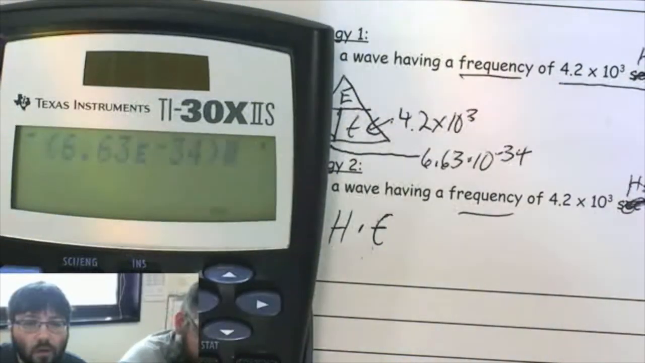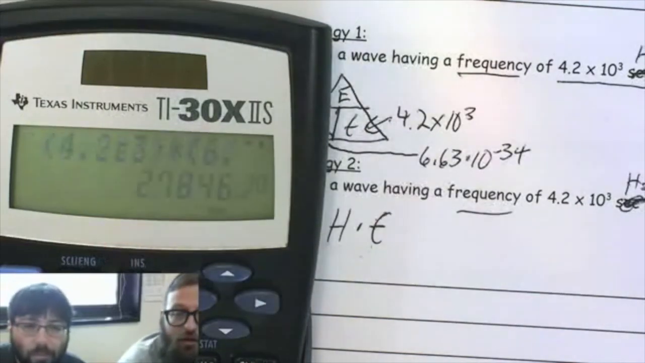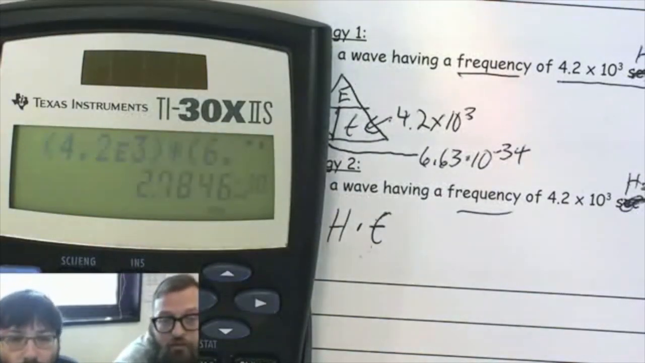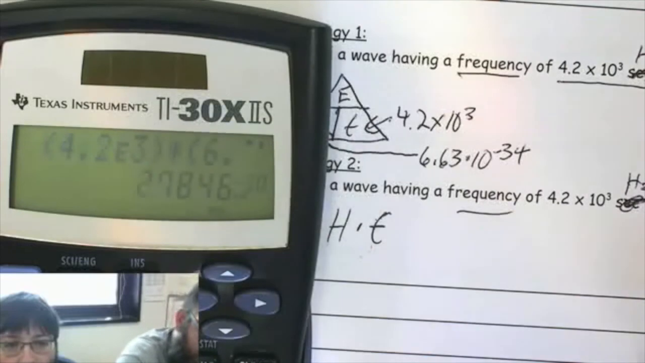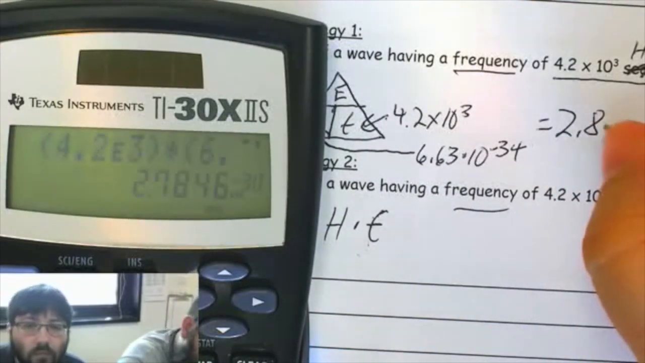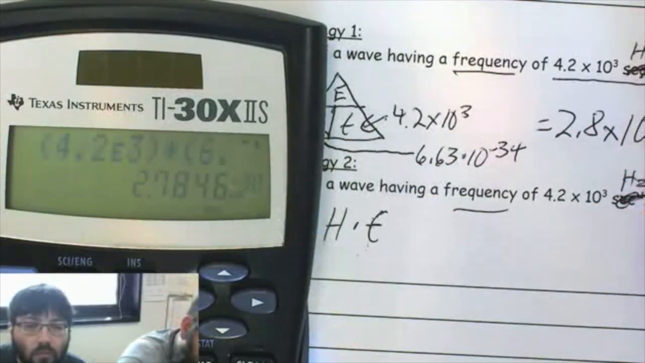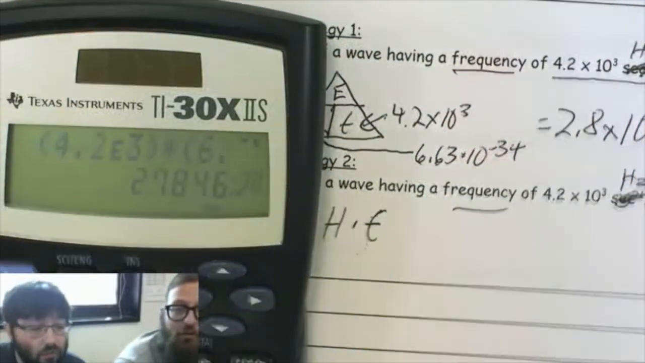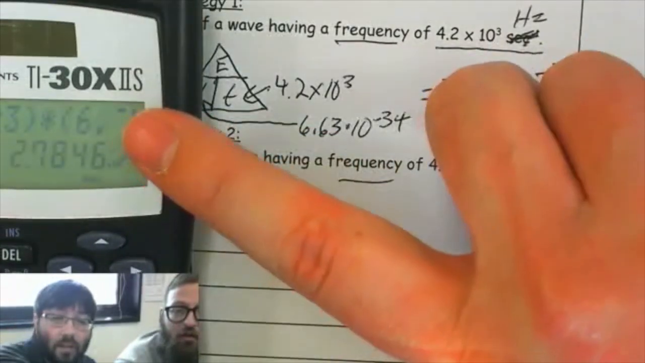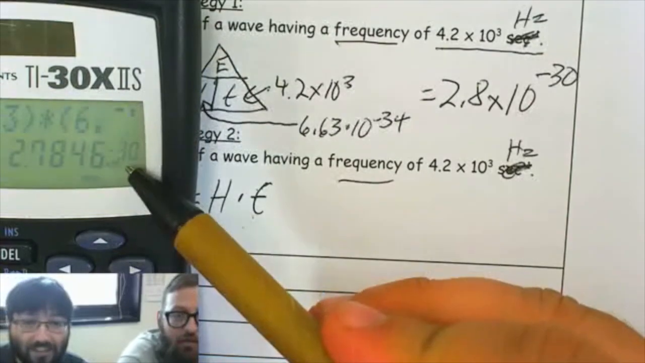The negative is on the very bottom. And we end up with, we'll round that to 2.8 times 10 to the power of negative 30. Always make sure that you include that exponent right there, or you'll be very, very wrong. That's very important.